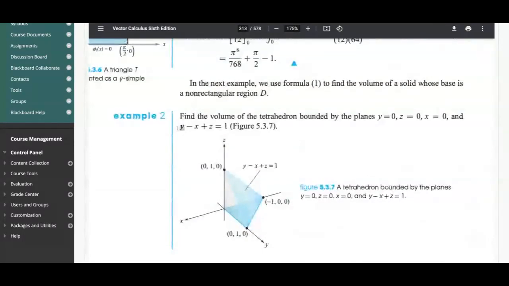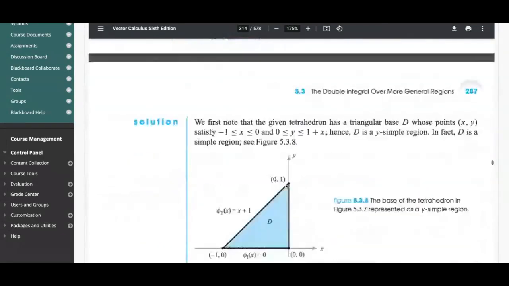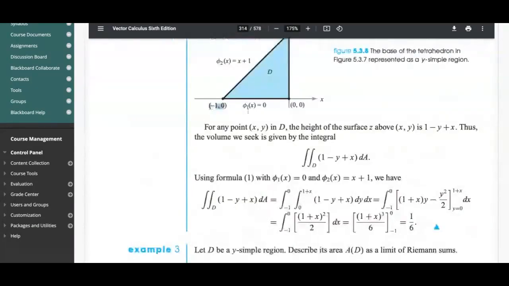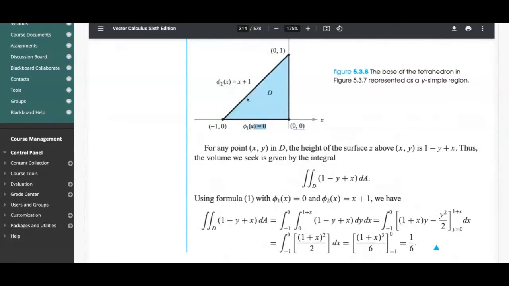So this is given as y minus x plus z equals 1. We want the integrand to be z, right? Remember z equals f of x, y. So we rewrite z equals 1 minus y plus x. z is our integrand, f of x, y is our integrand. Why? Because we choose the region to be on the xy plane. And we fix the x value, which goes from -1 to 0, and we figure out the y direction goes from 0 to x plus 1.